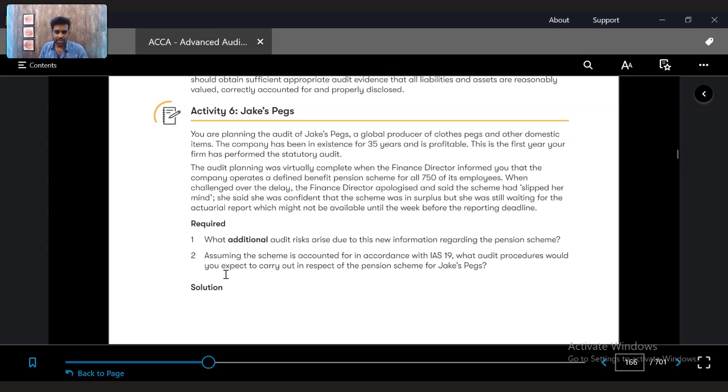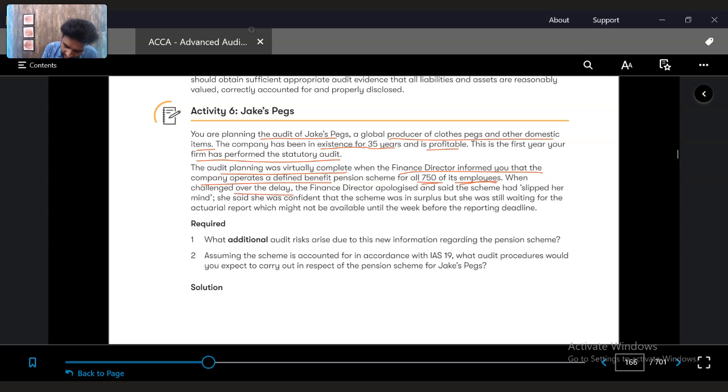So let's try to understand it much better through an activity, which is activity number 6. You are planning the audit of Jake's Pegs, a global producer of clothes, pegs and other domestic items. The company has been in existence for 35 years and is profitable. This is the first year the firm has performed the statutory audit. The audit planning was virtually complete when the finance director informed you that the company operates a defined benefit pension scheme for all 750 of its employees.